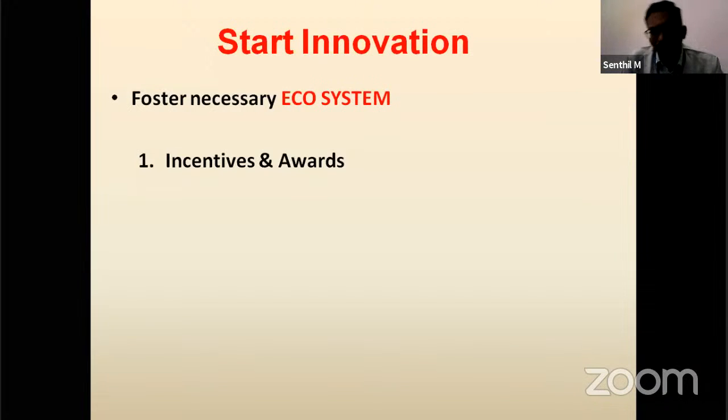So it might be very small. If it is a student, the incentive is very simple. Instead of discouraging him inside the department, you need to encourage him. That is a simple incentive.